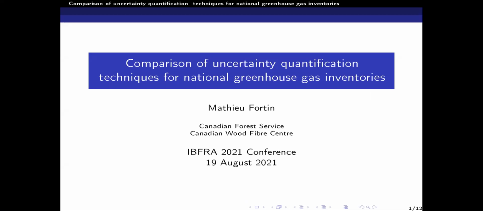My name is Mathieu Fortin. I'm a research scientist at the Canadian Forest Service, and more precisely in one of its branches called the Canadian Wood Fiber Centre. My field of expertise is forest biometrics. So today I want to talk about a comparison of uncertainty quantification techniques for national greenhouse gas inventories.